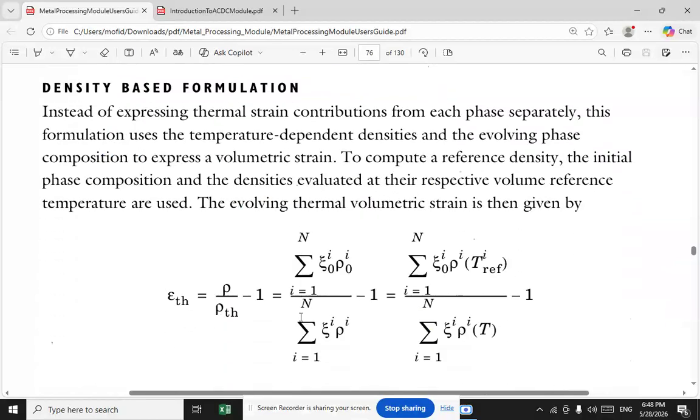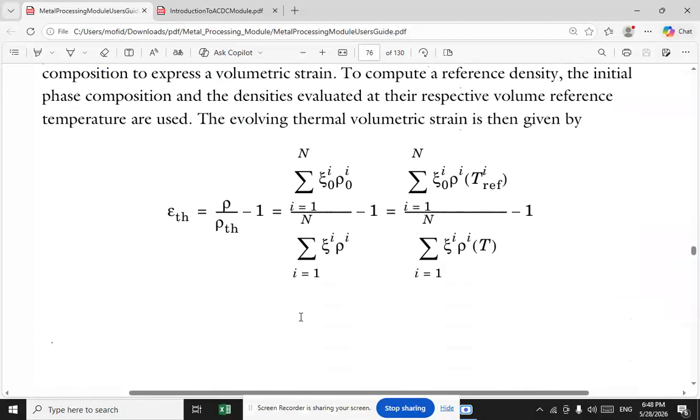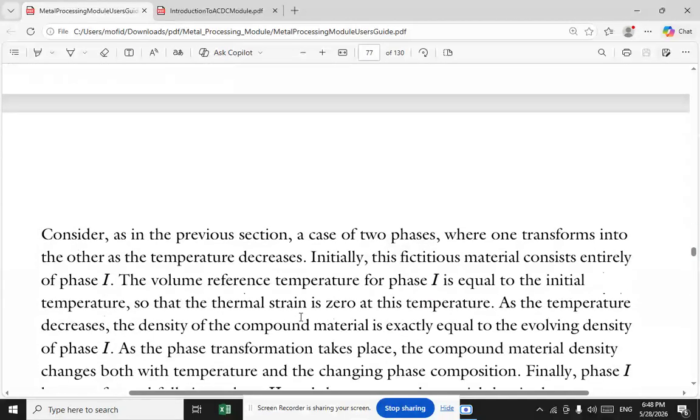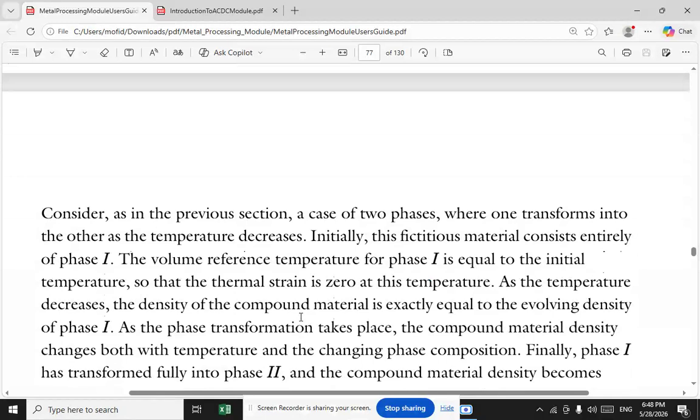Now I want to go through the density-based formulation. Instead of expansion thermal strain contributions from each phase separately, this formulation uses the temperature-dependent densities and the evolving phase composition to express a volumetric strain. To compute its reference density, the initial phase composition and the densities evaluated at their respective volume reference temperatures are used. The evolving thermal volumetric strain is then given by this formulation.